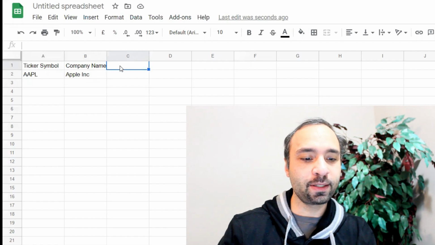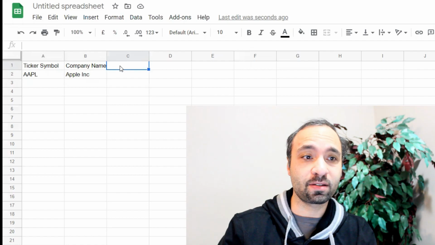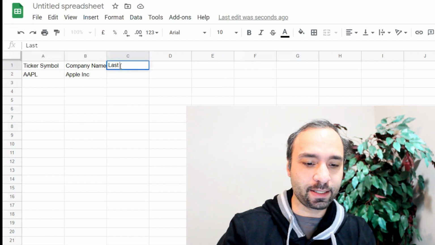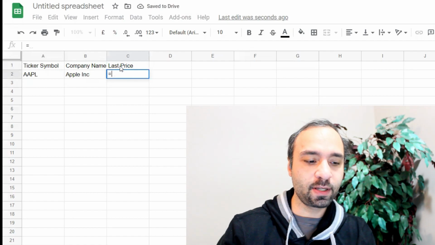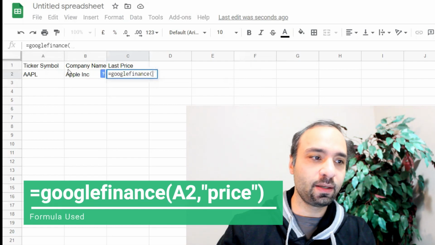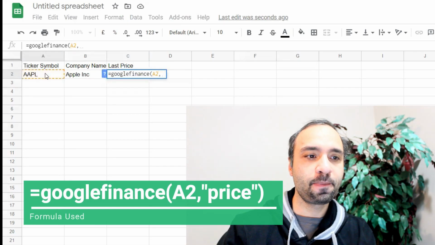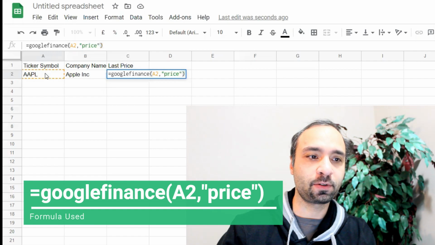Okay, next, we want to know what the last price is for this stock, right? What is it trading for? And the price goes up and down. So I'm going to have "last price." Similar concept: equals Google Finance, parentheses open. Again, I'm picking the stock, in this case the ticker symbol, comma, then I'm putting quotation mark, price, quotation mark close, and parenthesis close.